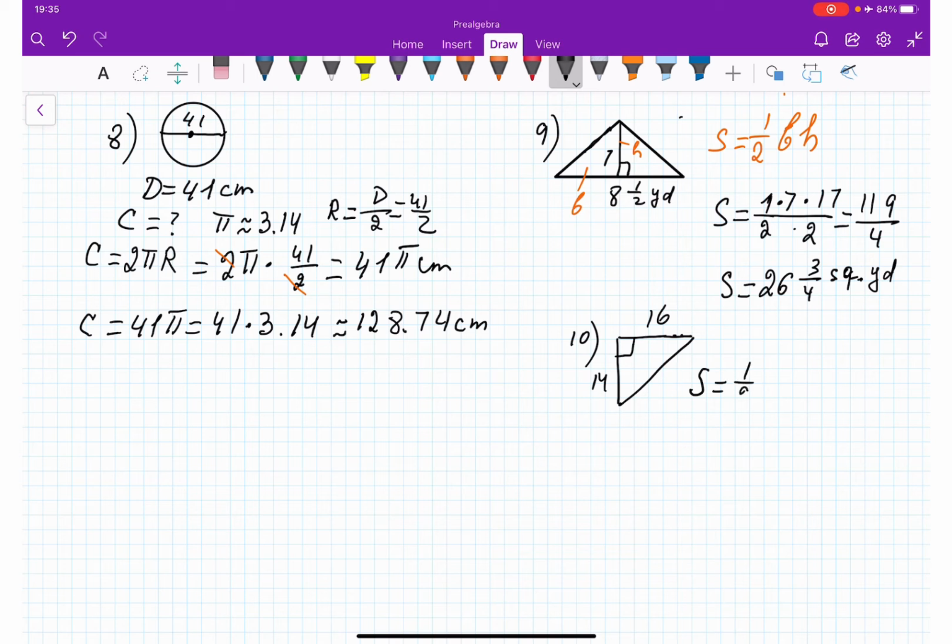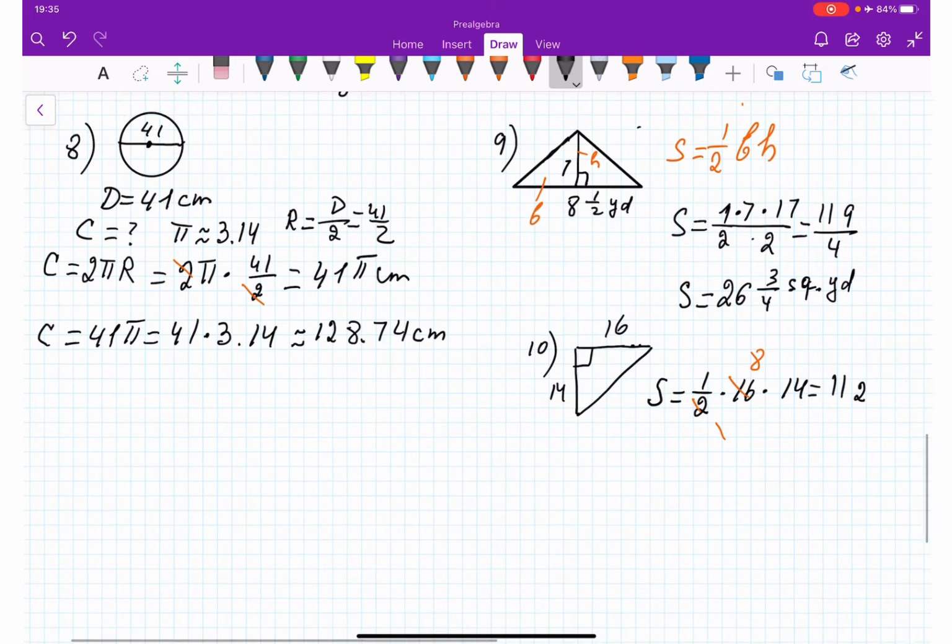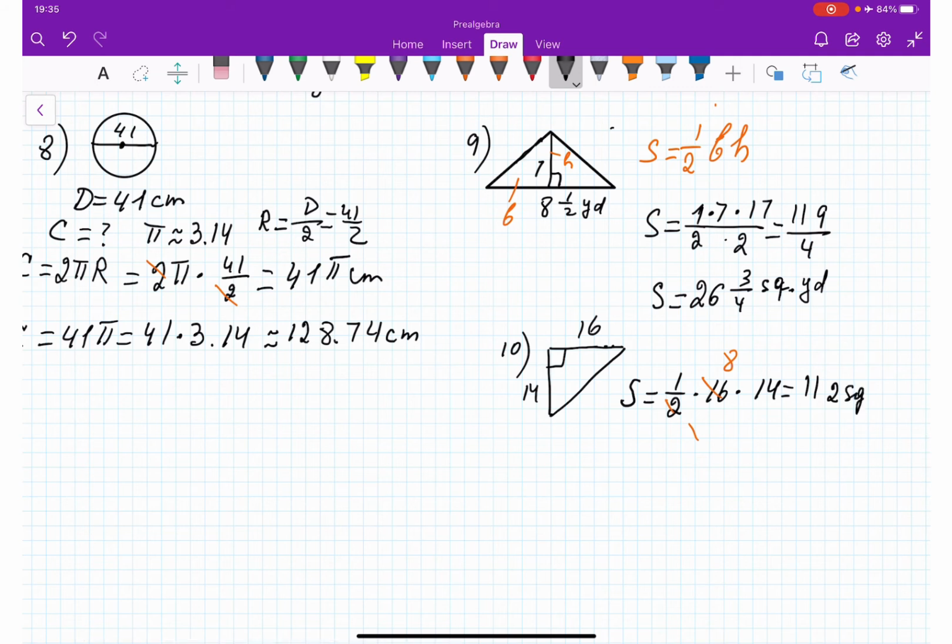So it's going to be 1/2 times 16, and times 14. So 2 and 16, this is 1, this is 8. 8 times 14 is going to be, 8 times 4 is 32, 3 in mind, 8 and 3, 11. So 112 square yards. Okay? 112 square yards. Number 11.